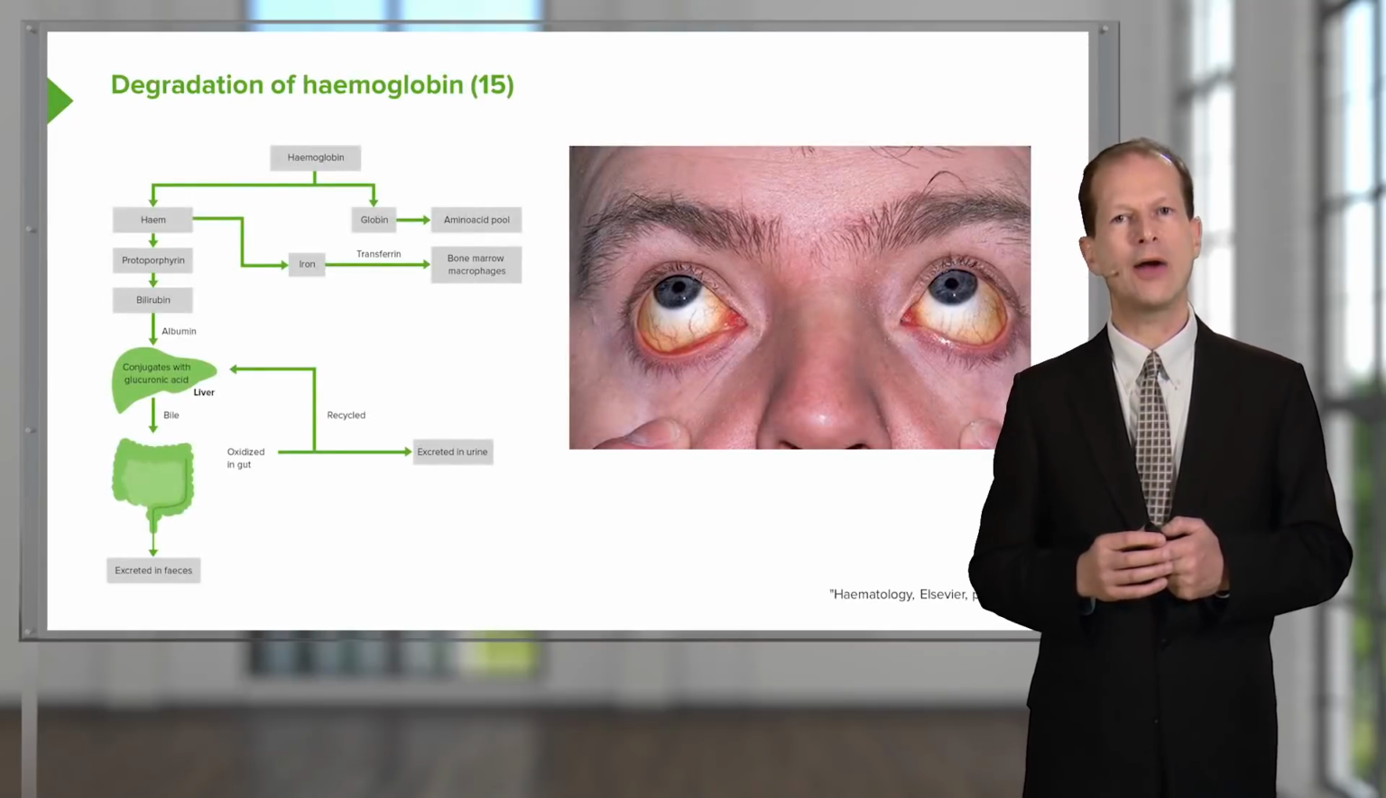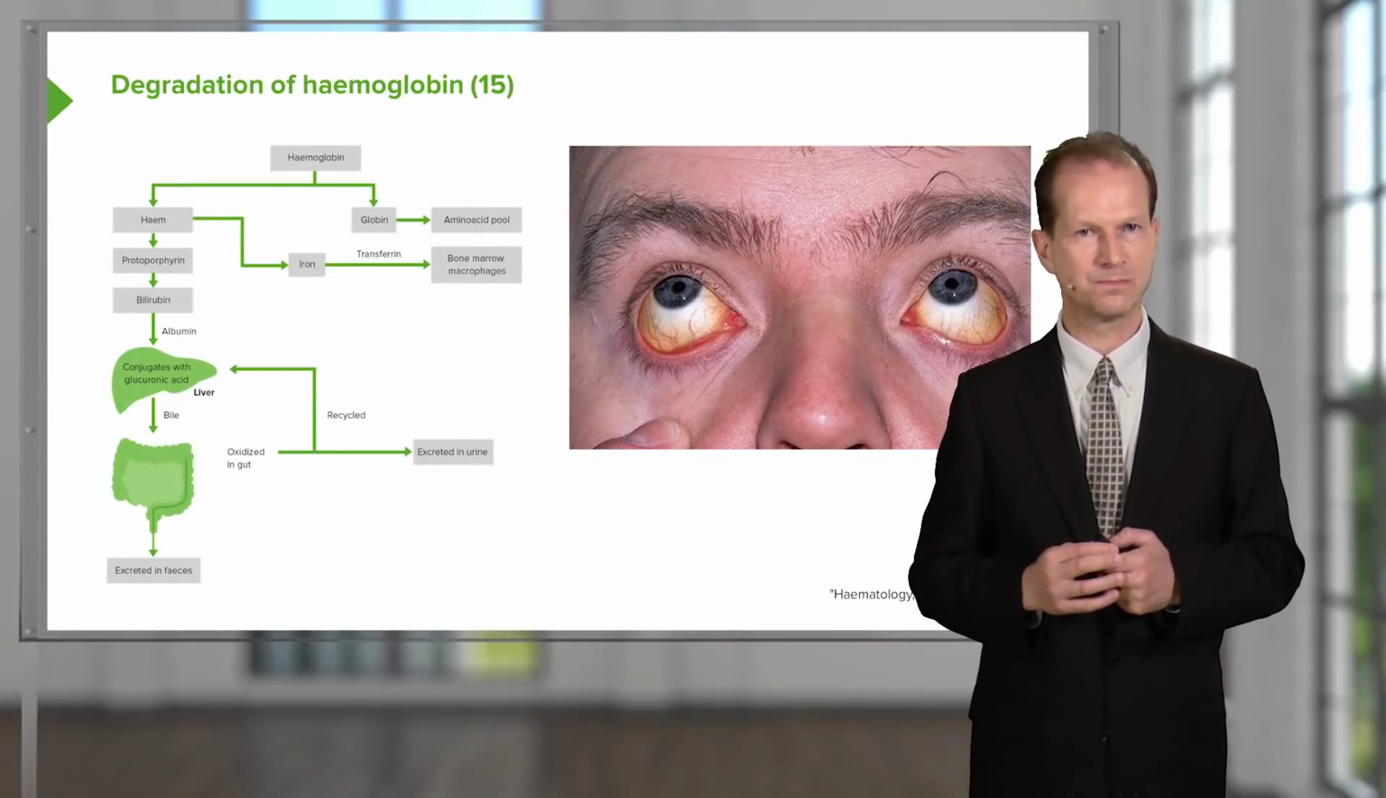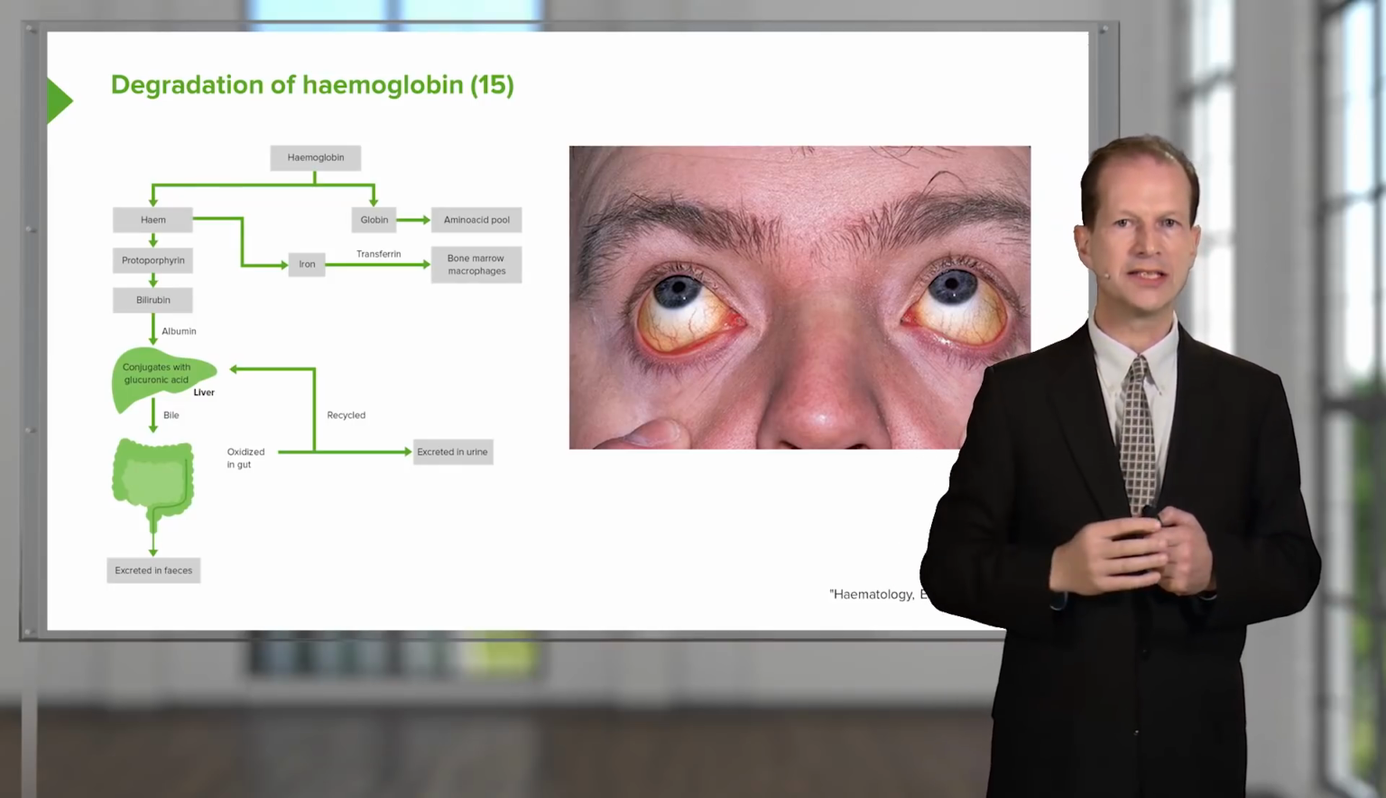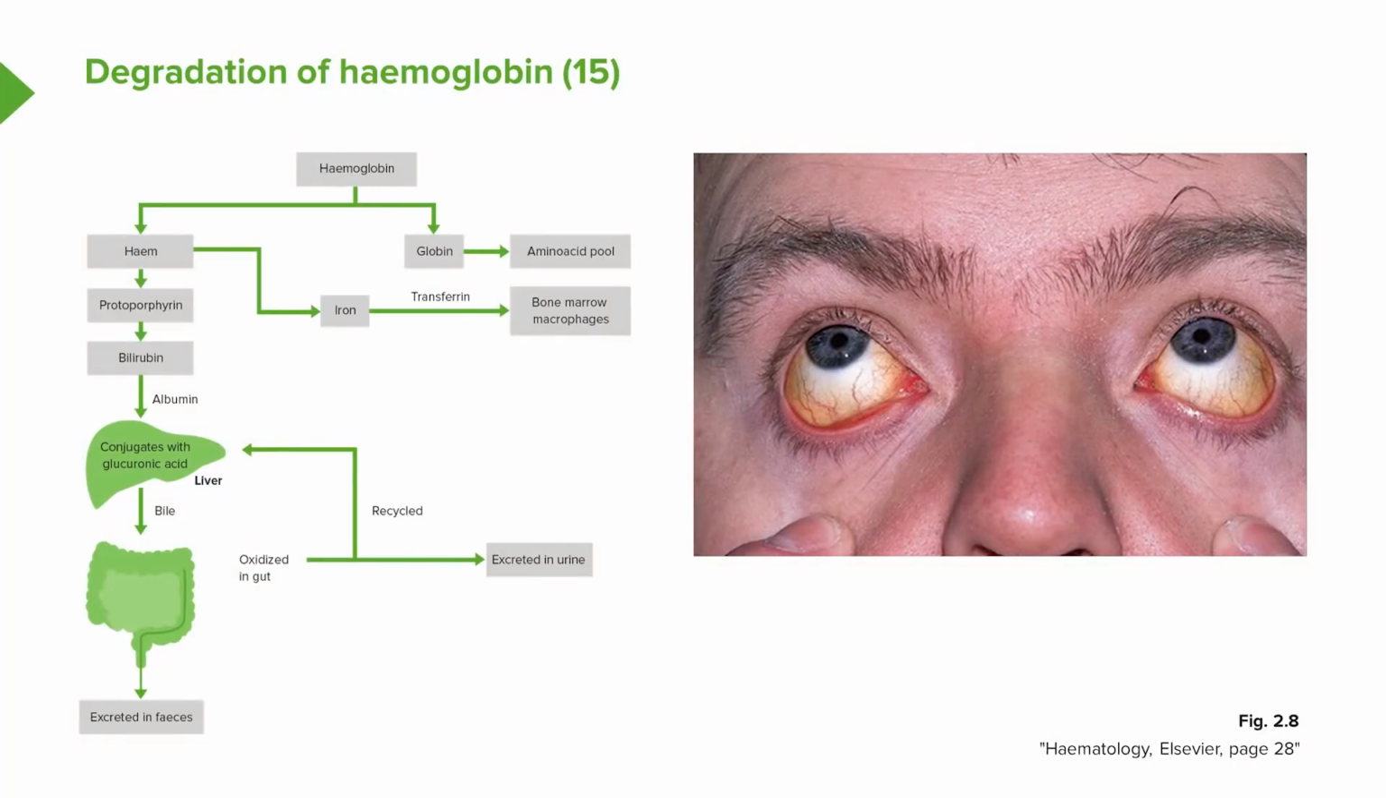Let's look at how that can present in a patient. Let's start with that figure on the right of somebody who I think you will agree is jaundiced. You can see the yellowness in the sclera of the eye. That is bilirubin. Why on earth would somebody with hemolytic anemia become jaundiced? To understand that, we have to think about how hemoglobin is degraded.